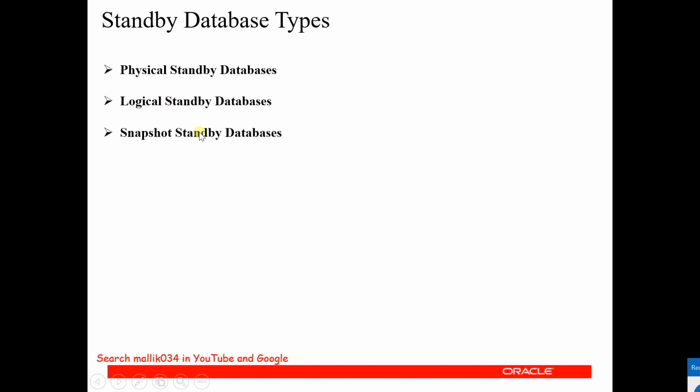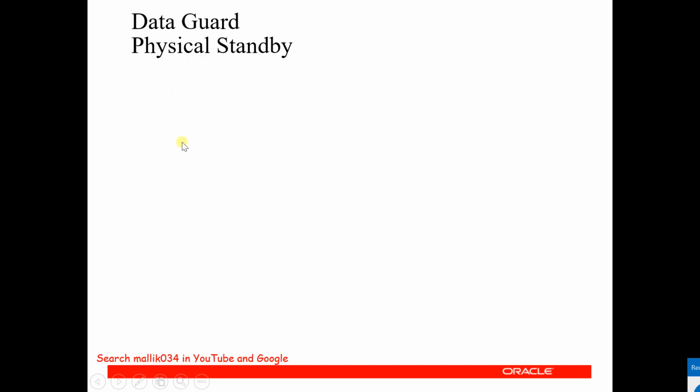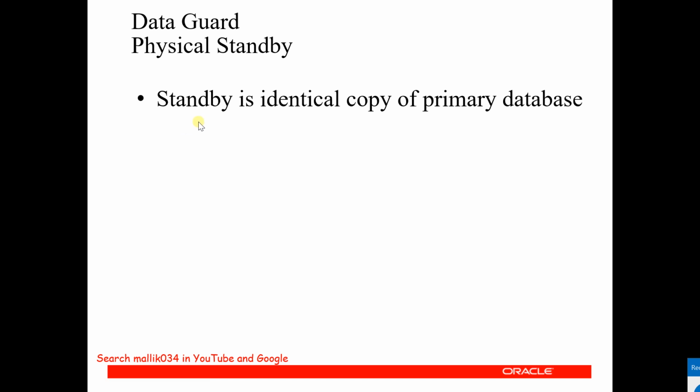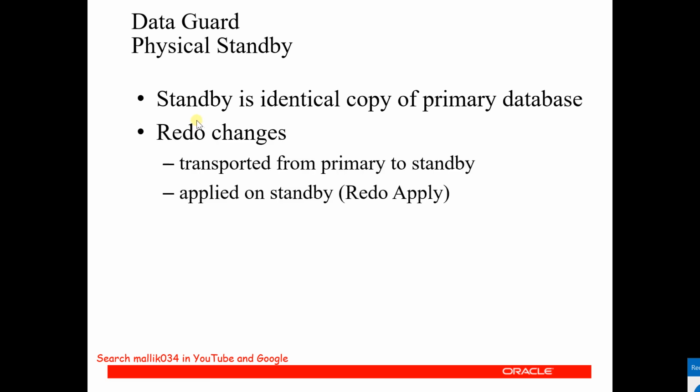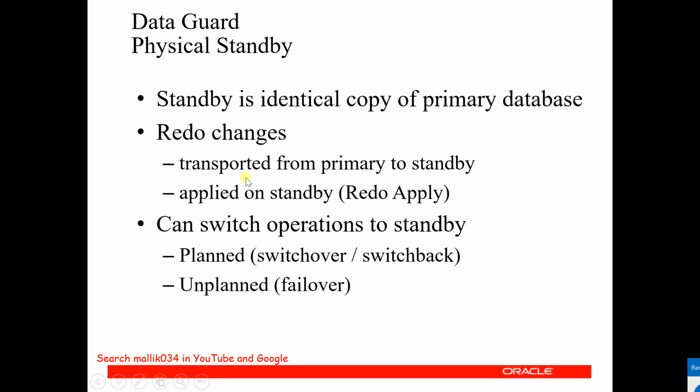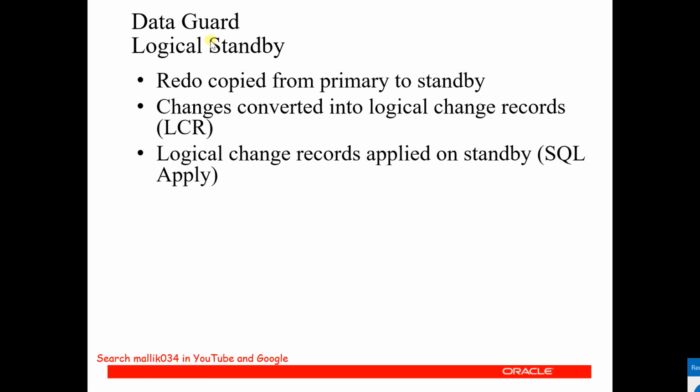What are the standby database types? Physical standby, logical standby, and snapshot standby. Physical standby is like an identical copy of your primary database. Physical standby is redo apply: redos are transported from primary to standby and applied. When you have a physical standby database, you can do switchover and failover.